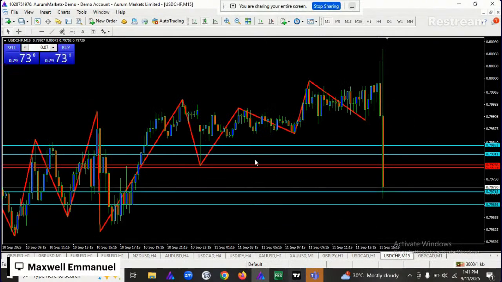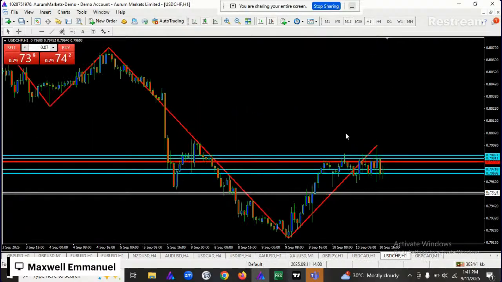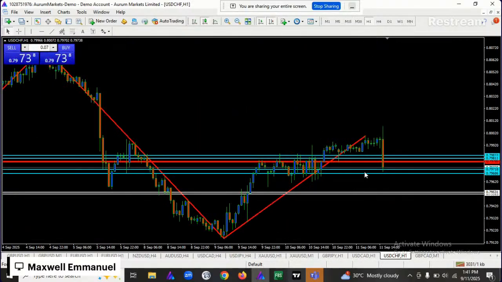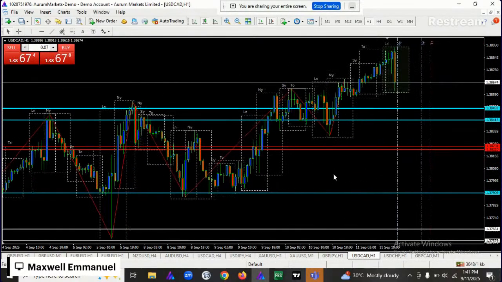USDCHF. Wow, you can see these zones are identified. These are the areas I was considering buying, and price has just retraced back to that zone. So I'm going to look for buys on USDCHF. You can see these are my areas of interest on USDCHF.